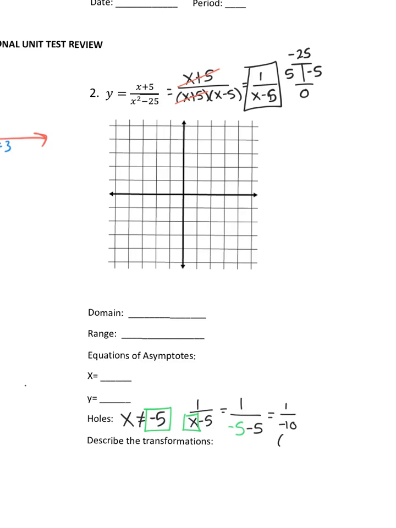So my hole is going to be at negative 5 and 1 over negative 10. So negative 5, negative 1 over 10 is a super, super small number, so the hole is going to be about right there. Okay, with regard to your asymptotes, remember that x equals is your vertical asymptote, y equals is your horizontal asymptote. If I wanted to, I could rewrite that simplified form with a plus 0 in the back. Notice that there's nothing being added or subtracted in the back of the fraction. That means that your y is equal to 0.